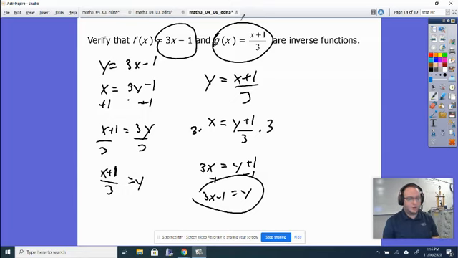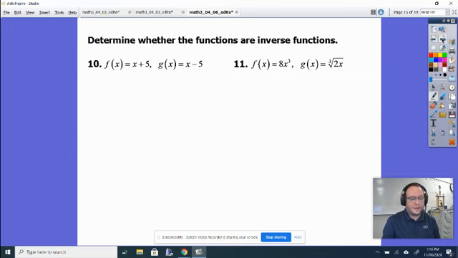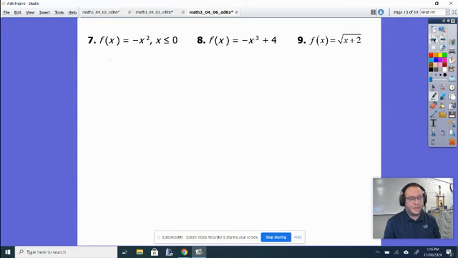So that's just how you check, okay? It's not a big deal, just an extra step. You have to do it twice, basically. And really, that's it. Again, these are just checking to see if they're inverses or not. If you don't get the same thing going backwards, that's when you know they're not inverses. And really, again, that's it.